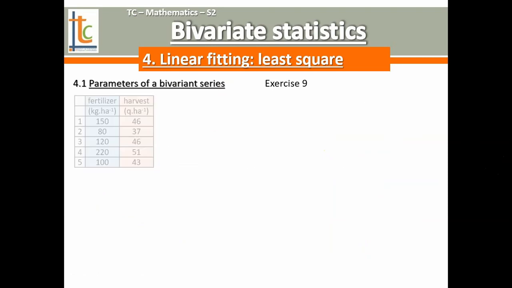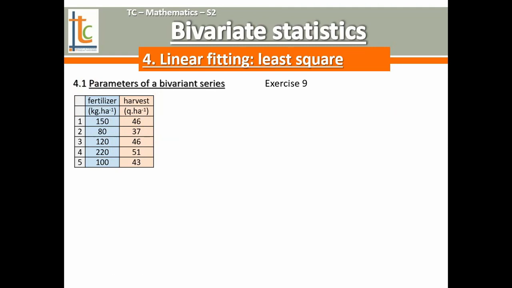In detail, in the first part of exercise 9 we've got a list series that represents an amount of fertilizer that has been spread, and besides, on the right, the quantity that has been harvested, so the harvested production after that. Let's name in blue the variable x and in pink the variable y.